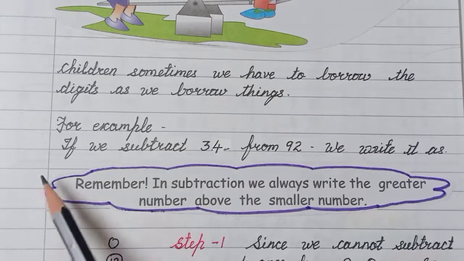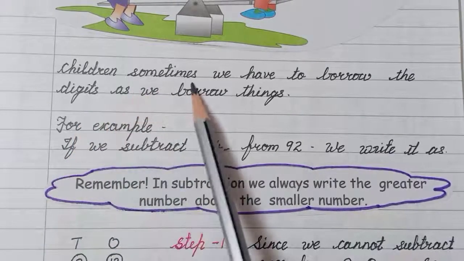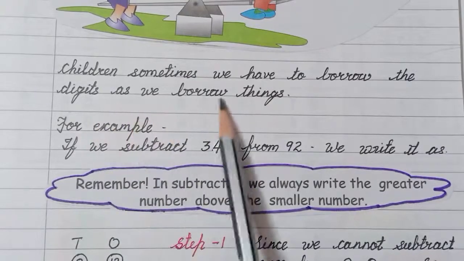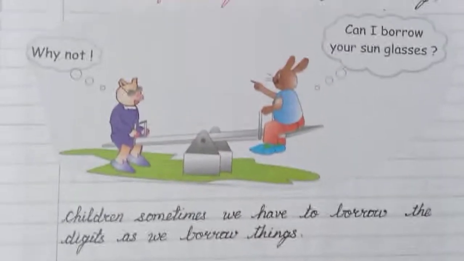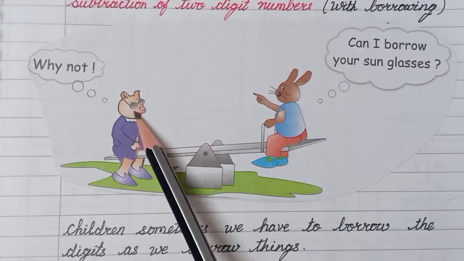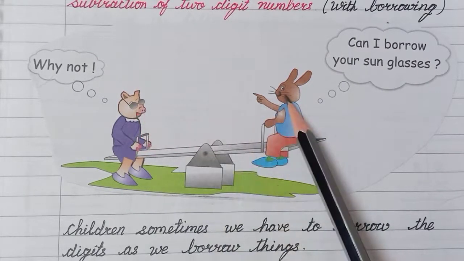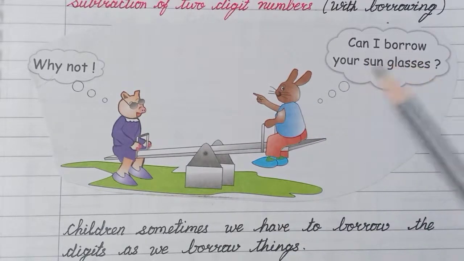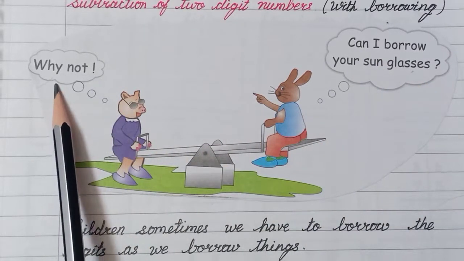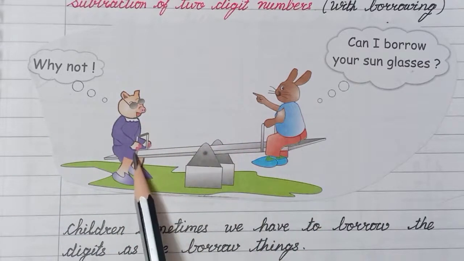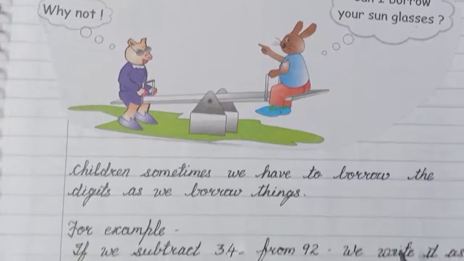Now let us learn borrowing. Children, sometimes we have to borrow the digits as we borrow things. You can see in this picture two friends. Now, one of them is wearing sunglasses and the other is without sunglasses. So what is he asking? Can I borrow your sunglasses? And the friend is saying, why not? So, as we borrow things, we borrow numbers also.